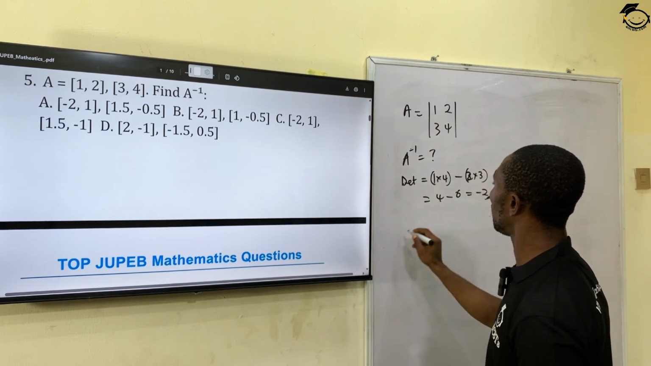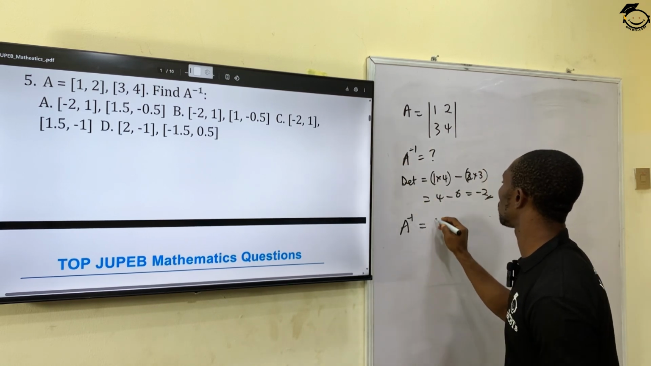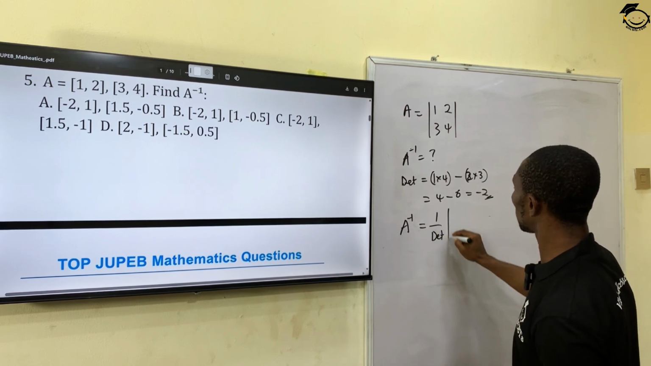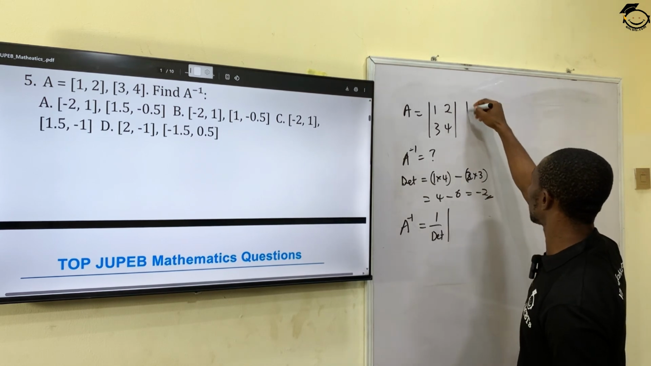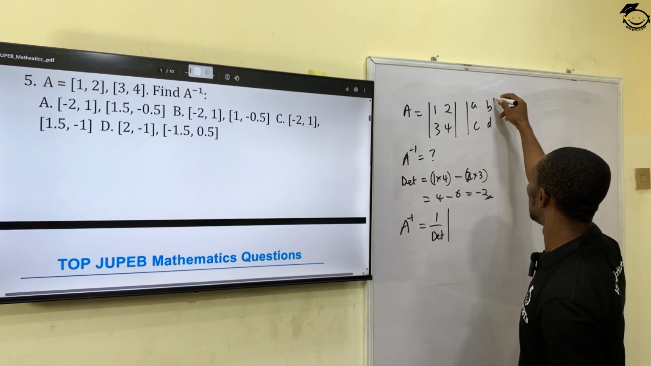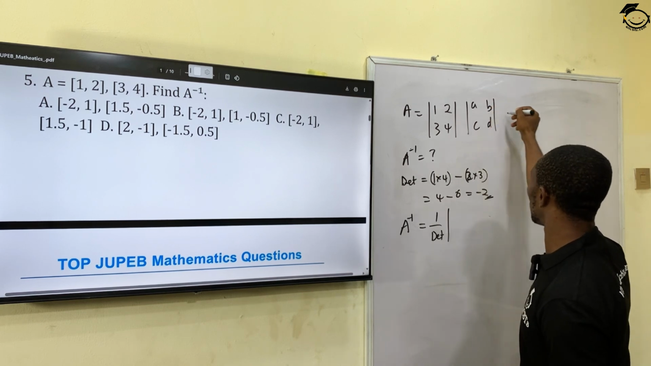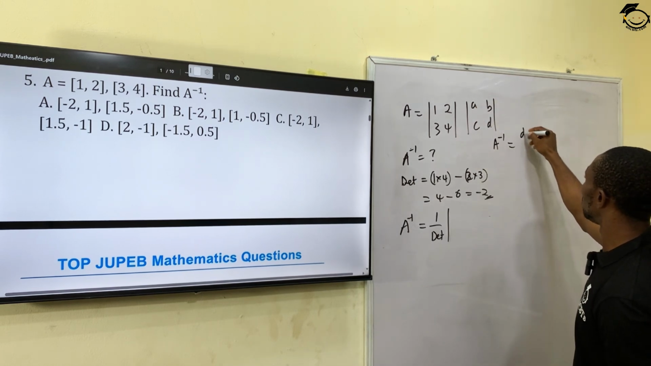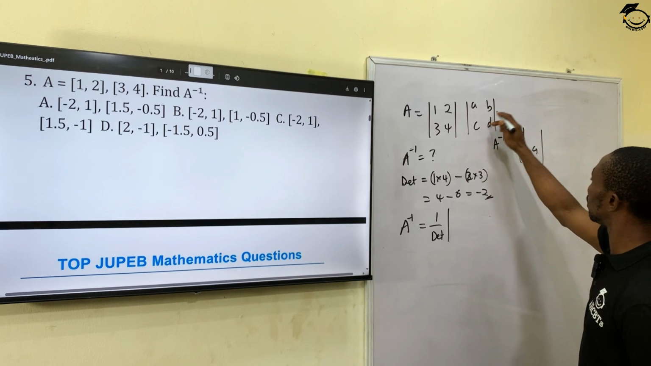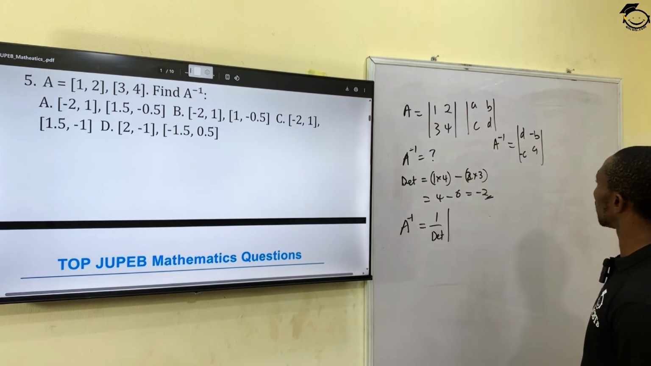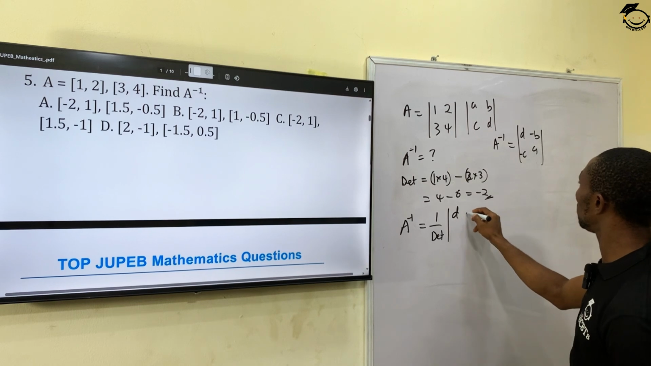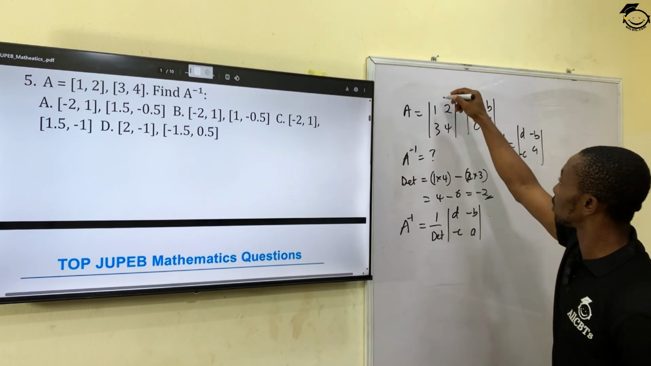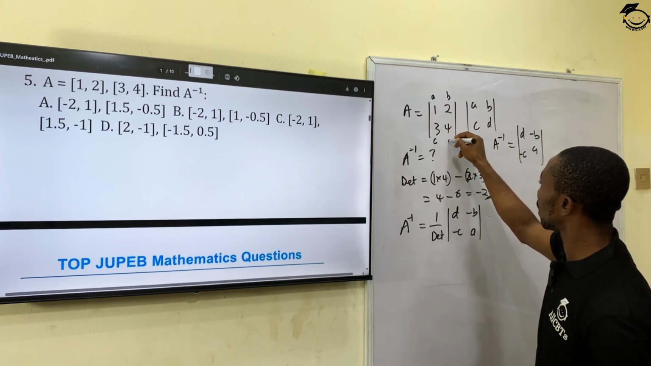Now, to solve for A inverse, we will use 1 over our determinant times our matrix. We have this matrix as A, B, C, D. Now we'll swap: for us to find our inverse, we swap the first diagonals, D and A, then change B and C to negative. So this is what we're going to use: D, minus B, minus C, and A.